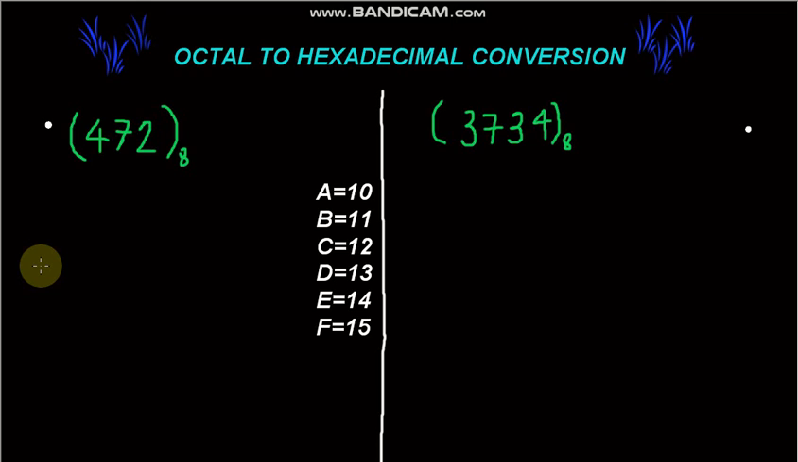In today's video lecture, we will see how to convert an octal number into a hexadecimal number. So here we are with the first example, 472, which is an octal number. We have to convert it into a hexadecimal number. The first step is we have to convert the given octal number into a binary number. That is the first step.